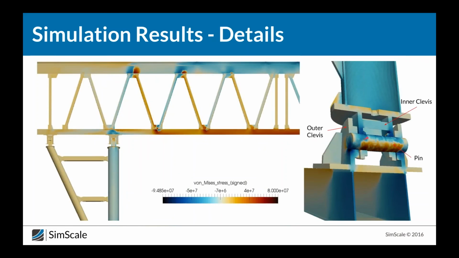You can see the detail of the pin joint here. We have a high compressive stress coming through on the inner clevis at the top, and then a compressive stress on the outer clevis at the bottom, and because they're offset, that creates bending in this pin, so we get a tension at the bottom and a compression at the top. And we can also see the compression and tension through these diagonal members here.